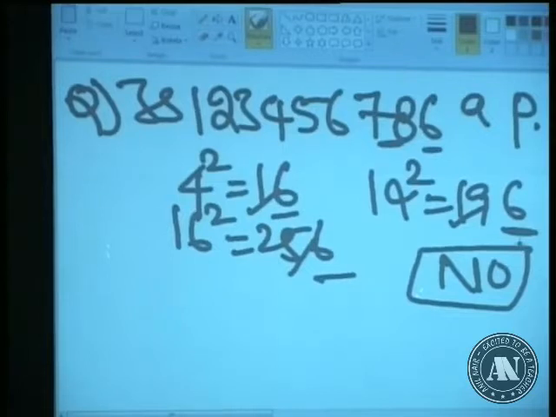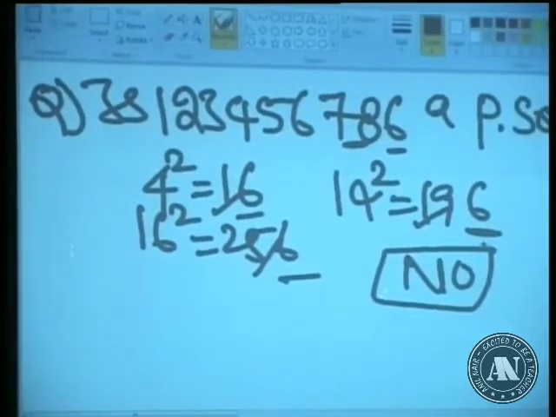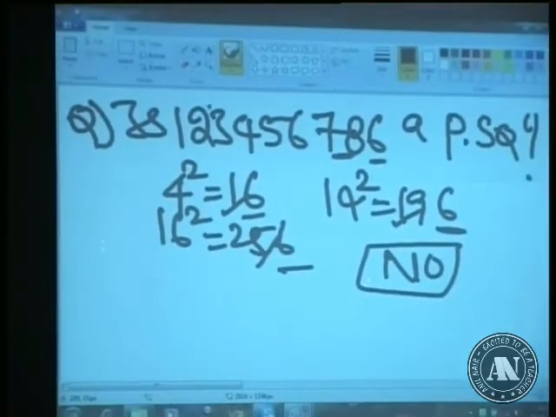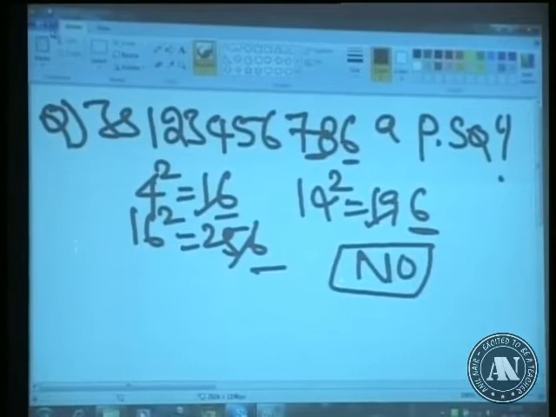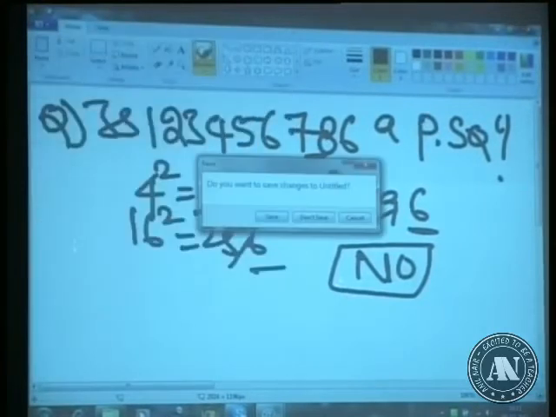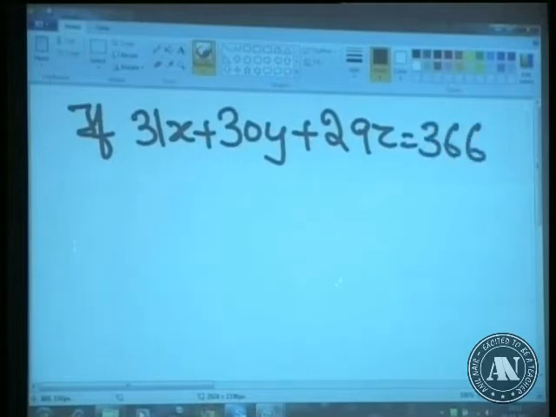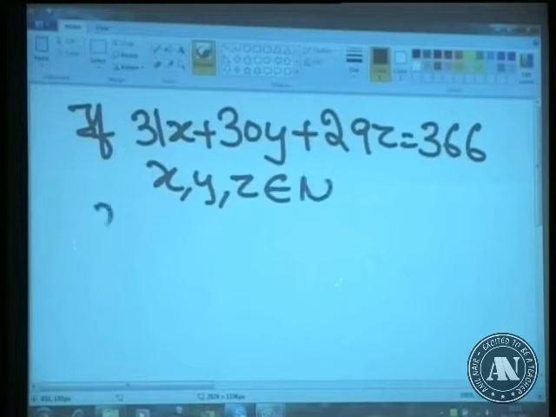See, maths is very fun and it is interesting. Only thing is that, this was one of the questions. We had a campus recruitment project in one of the colleges, SJBIT. This was the question which was given in one of the campus recruitments. Please take down this question. 31x plus 30y plus 29z equals 366. X, Y, Z are natural numbers. X plus Y plus Z equals how much?